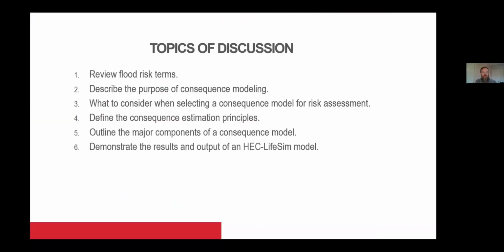First, I'll start with a little review of some of the flood risk terms, and then describe the purpose of consequence modeling. Why do we want to undertake it? Then we'll give you some things to consider when selecting a consequence model for your risk assessment. Then we'll talk about defining the key principles to any consequence model, and outline some of the major components that go into the model, and we'll discuss a little bit of the data sources where you can find those. And lastly, I'll demonstrate some of the results and output from HEC-LifeSim especially, which is typical of other agent-based software as well.